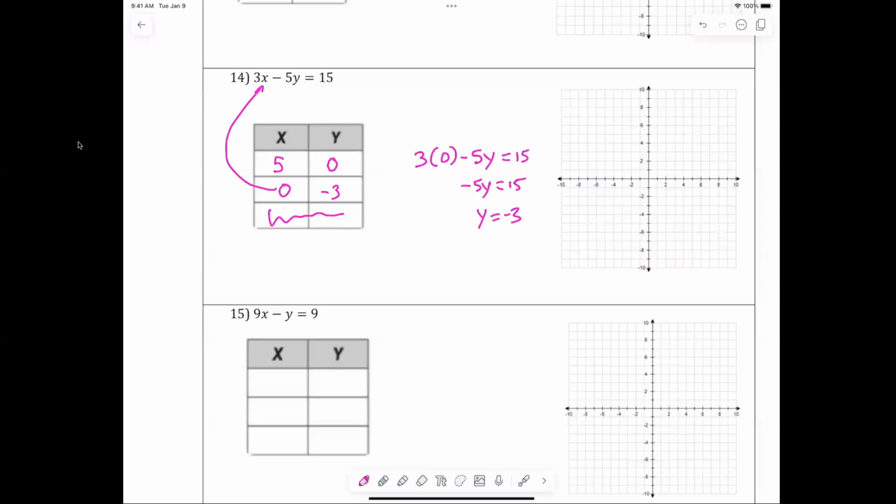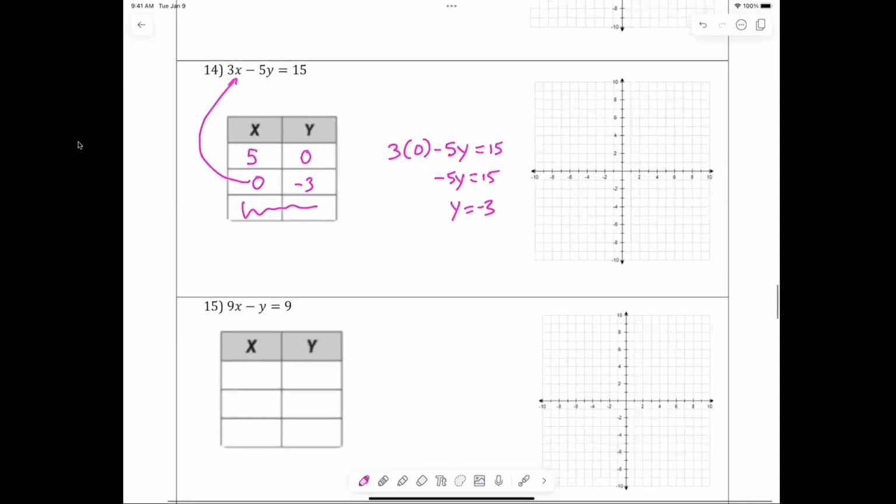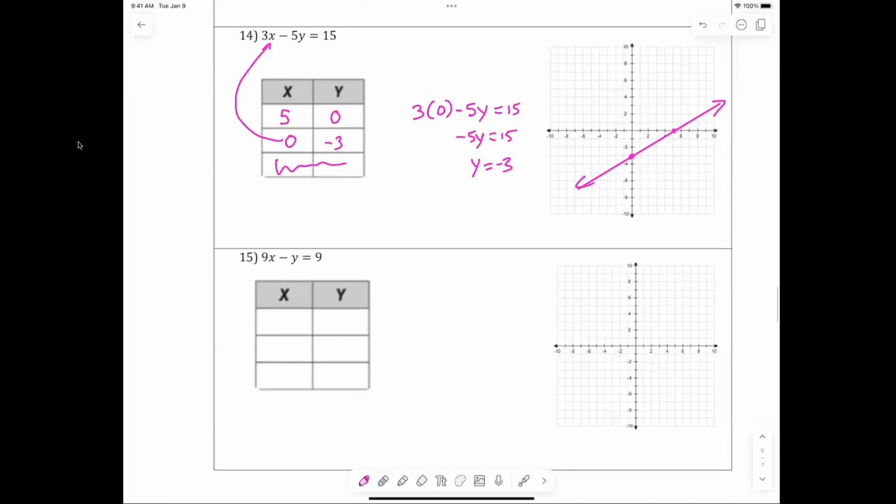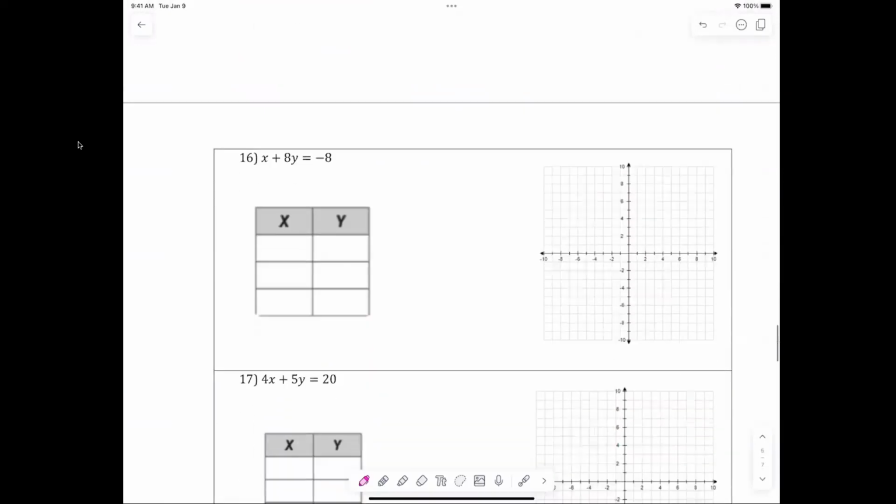Anybody else now? Luke, did you raise your hand? That helped you? What about the 5? Did you get 5 now? All right, now we plot those points. 5, 0. 0, negative 3. Graph the line. That's a good observation, though. The points are going to be on the x and y axis.